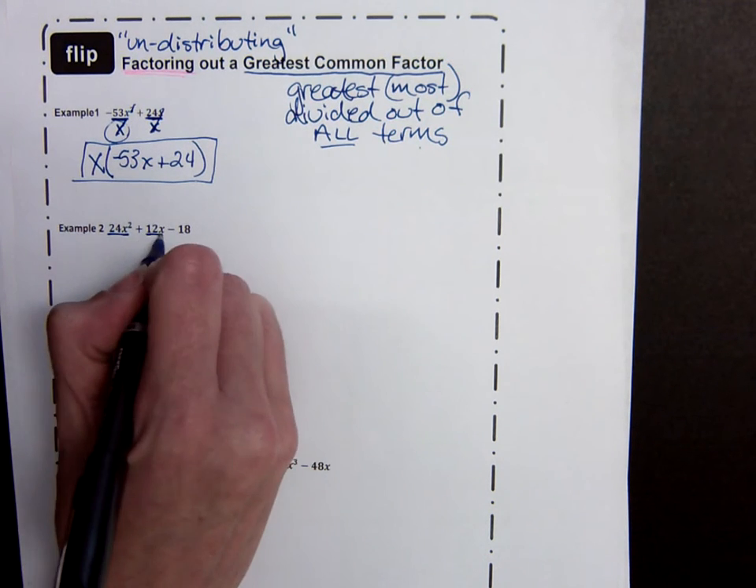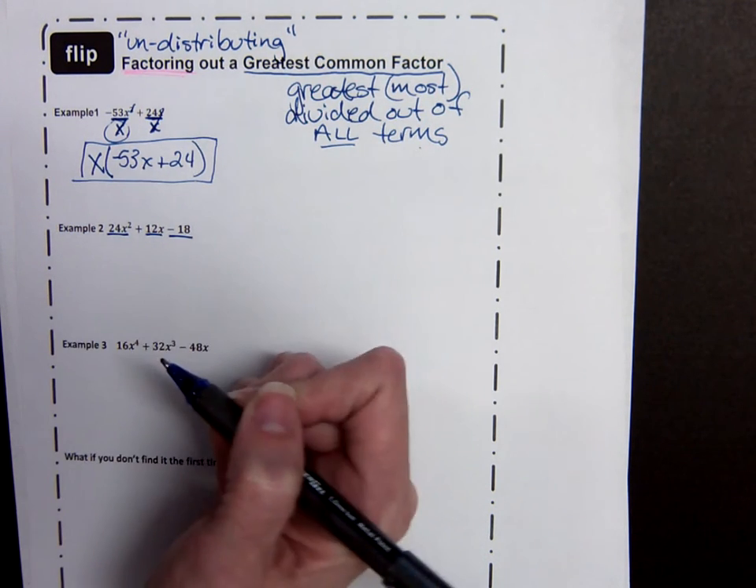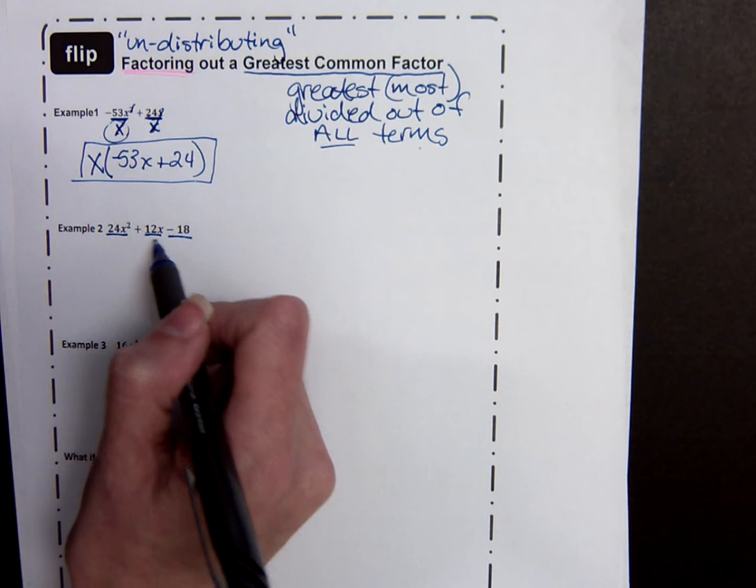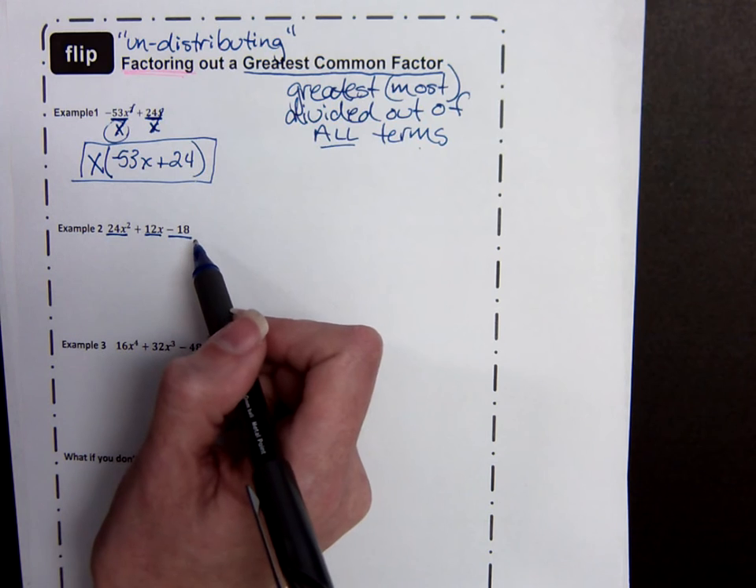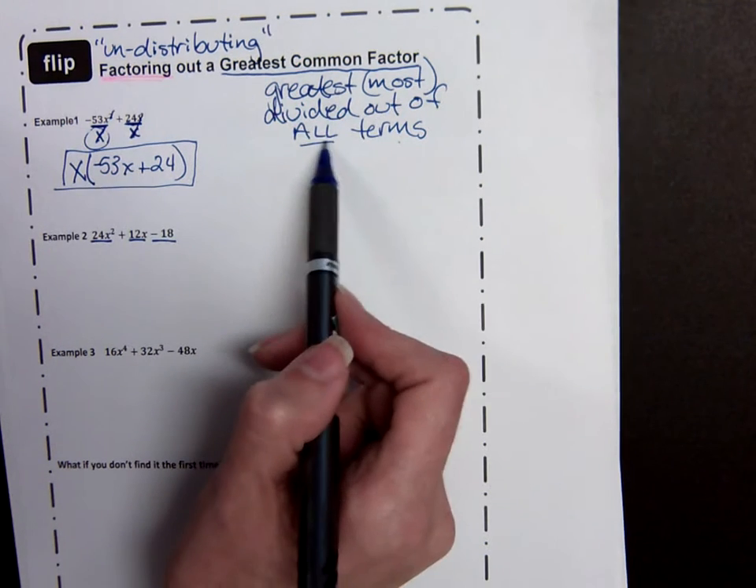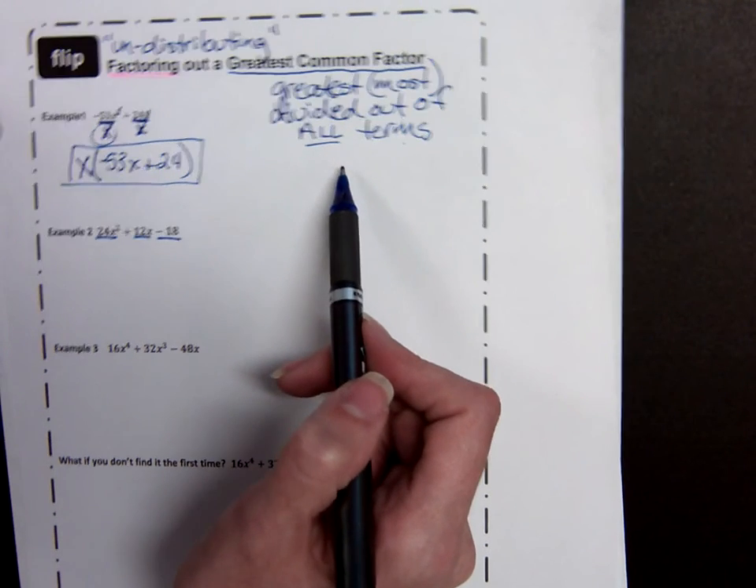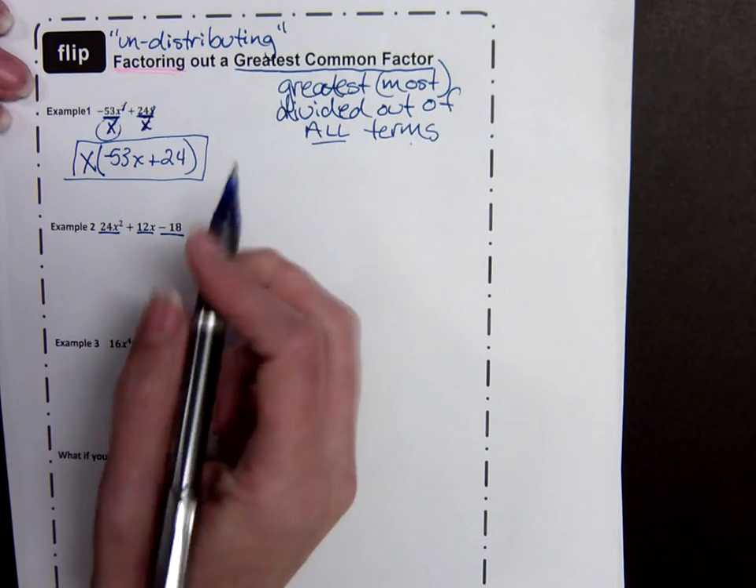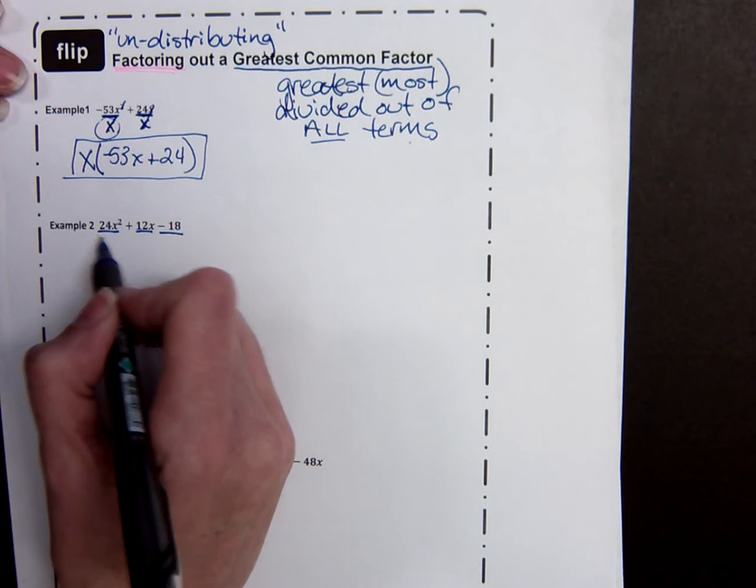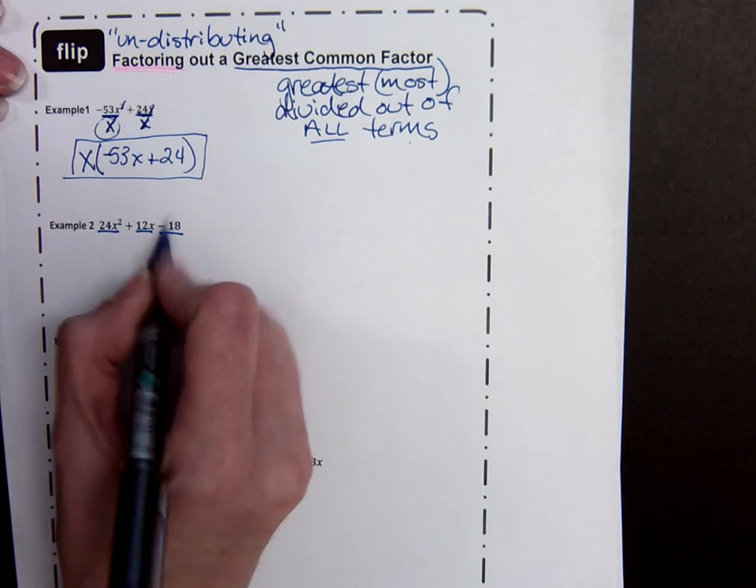24x squared, 12x, and negative 18. I can't take the x out now because the 18 doesn't have one with it. It wouldn't be common. It's not in all of the terms. So we're going to look at the numerical values, 24, 12, and 18. Well, the greatest number I can divide out of everything is a 6.